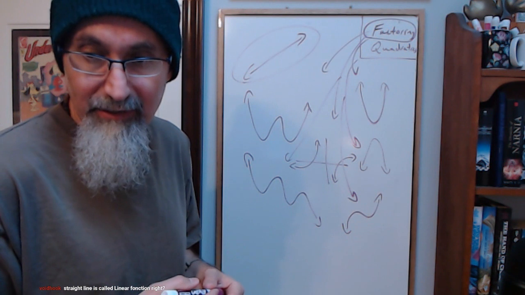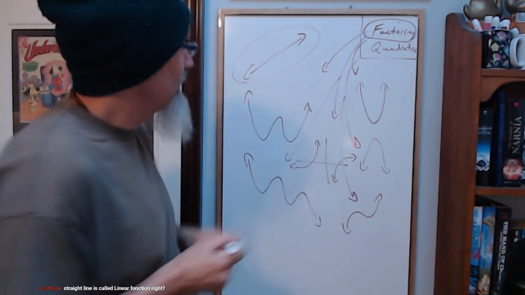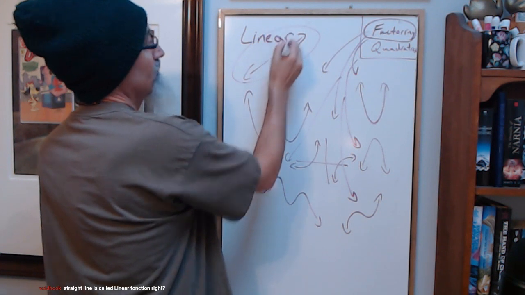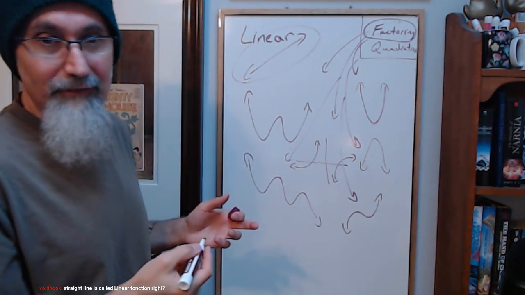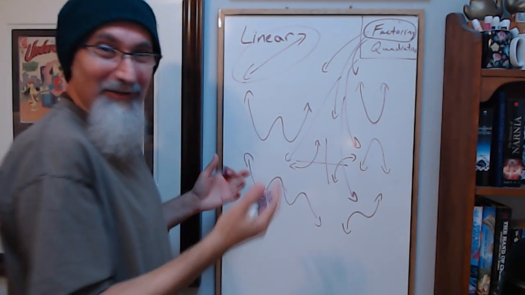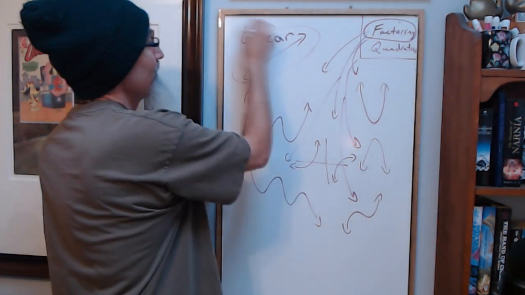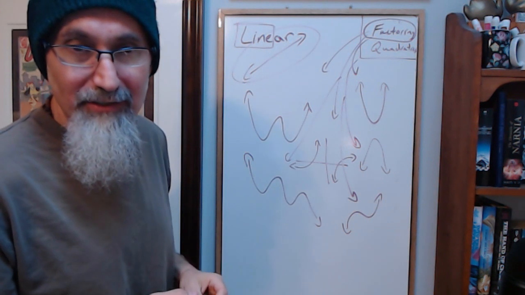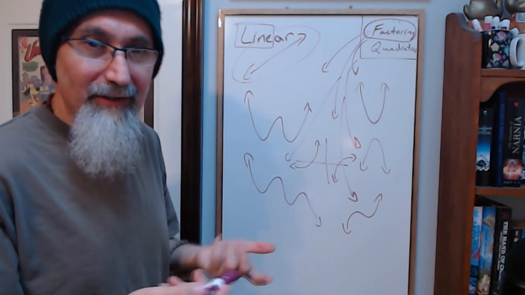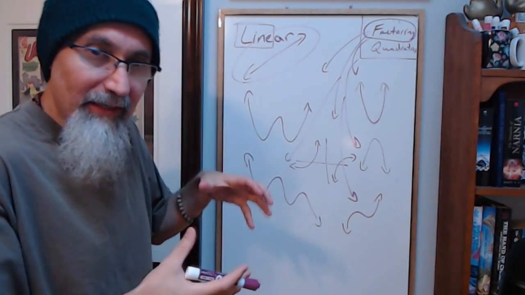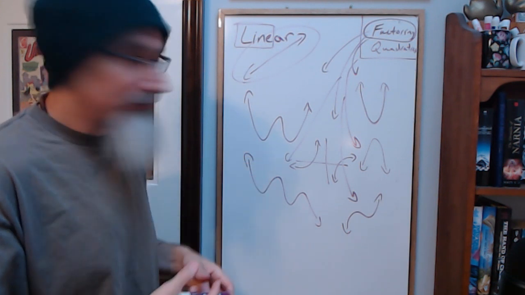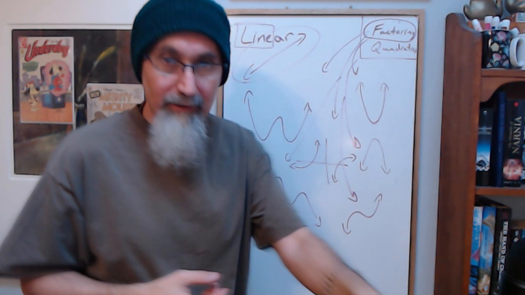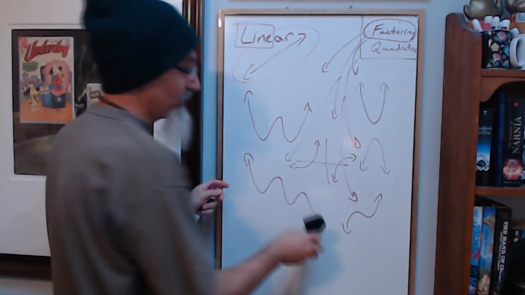A straight line is called a linear function, right? Why is this called a linear function? I don't know why it is, but it's called a linear function because it's a line, right? So consider linear functions to be your prime numbers if you were breaking down natural numbers. So the first thing we're going to do is look at a quadratic. Let's take a look at a quadratic.